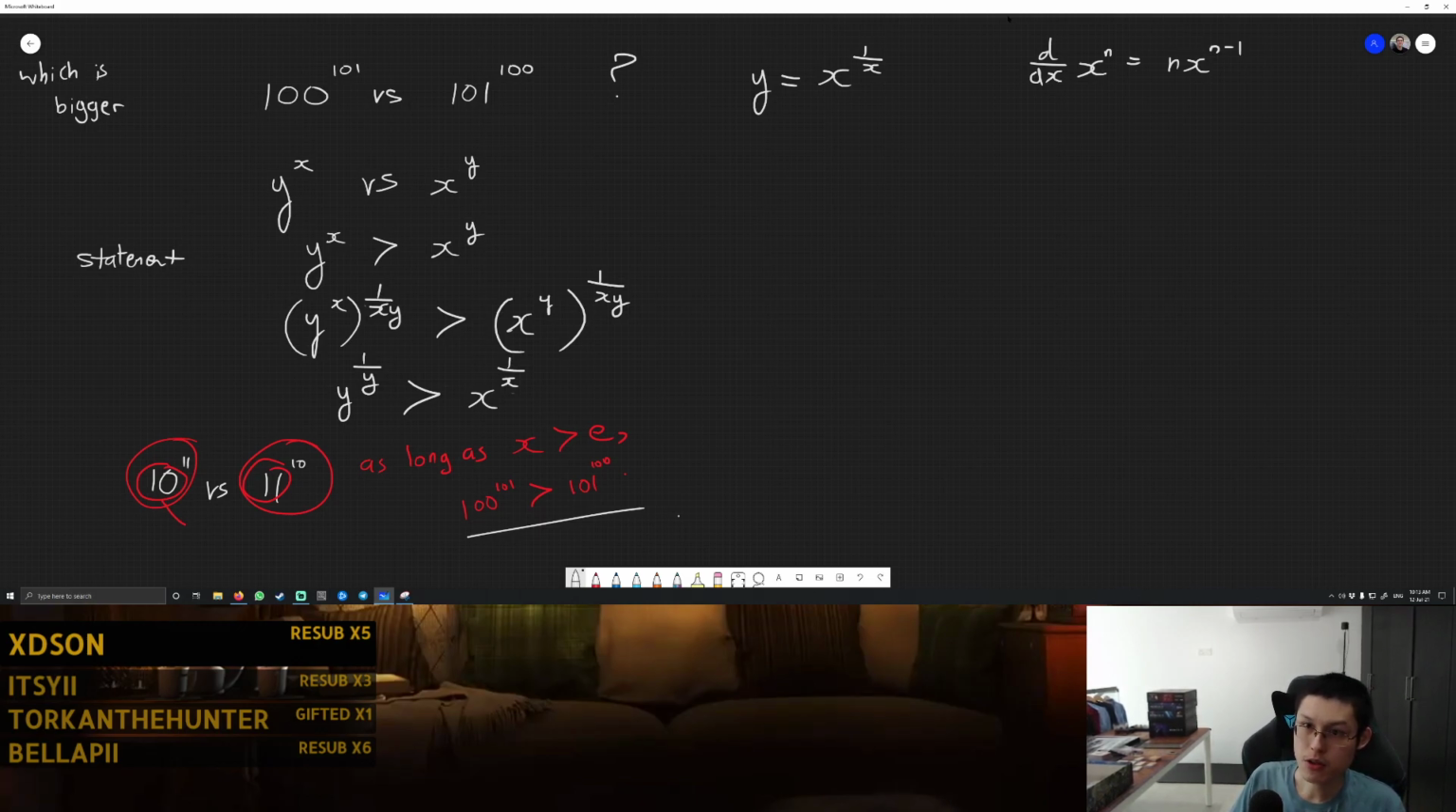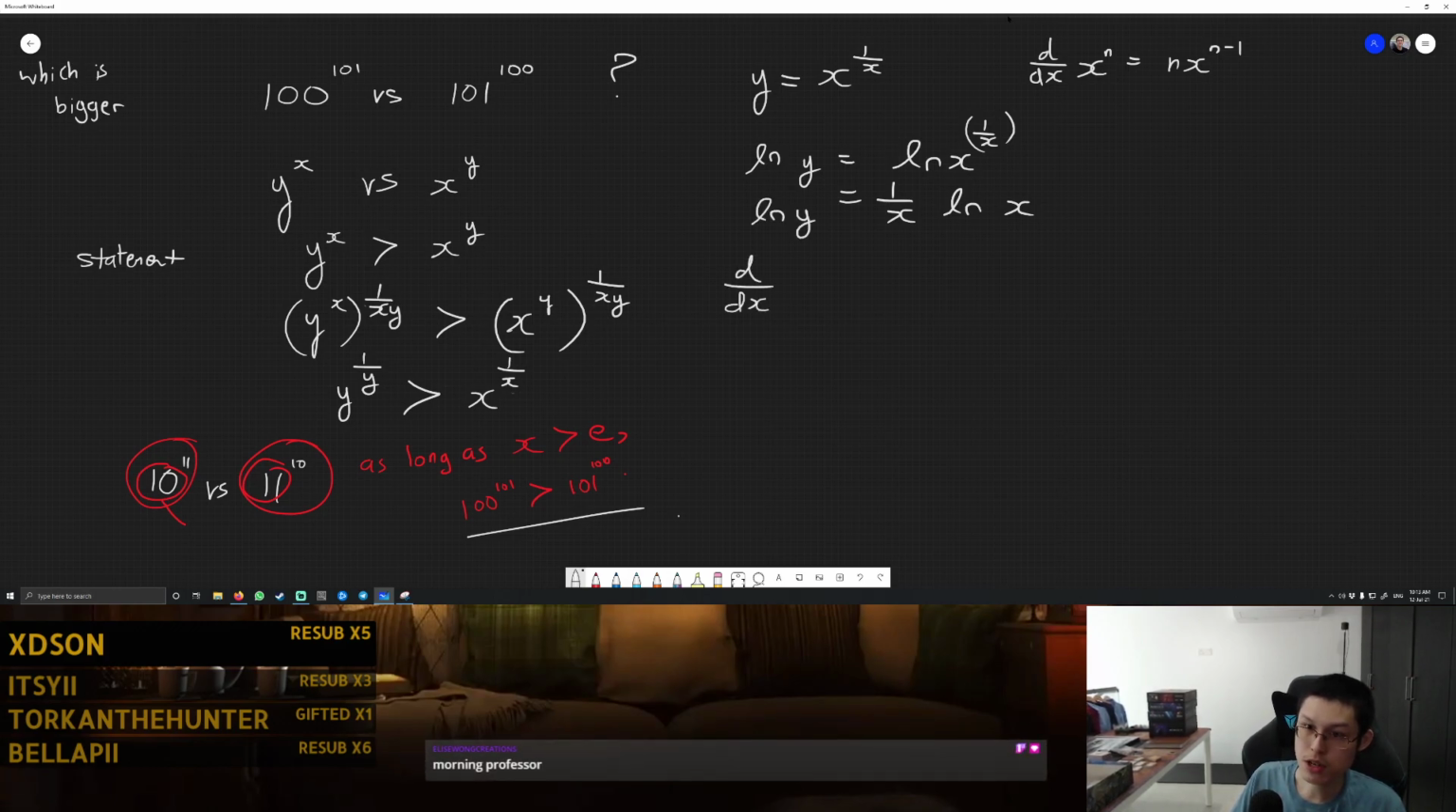So usually what you have to do here is you have to ln both sides. And remember, when you ln something, you can bring the power down like that, okay? And now you differentiate. So when you differentiate, you want to differentiate both sides like this.